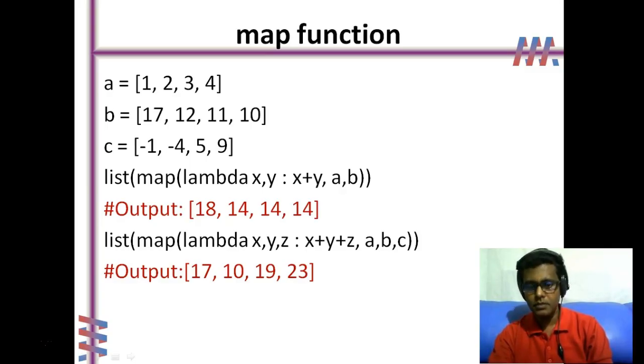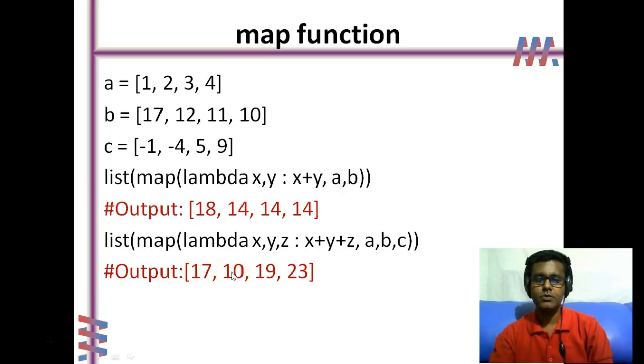Here I am supplying the three inputs, that is the three lists A, B, C. So these three inputs will be supplied to x, y, z. So automatically these three values will be added and it will be stored in the list. So now what are the first values in A, B, C? 1 plus 17, 18, plus minus 1. So 18 minus 1, 17. So that is my first value in the output, 17.